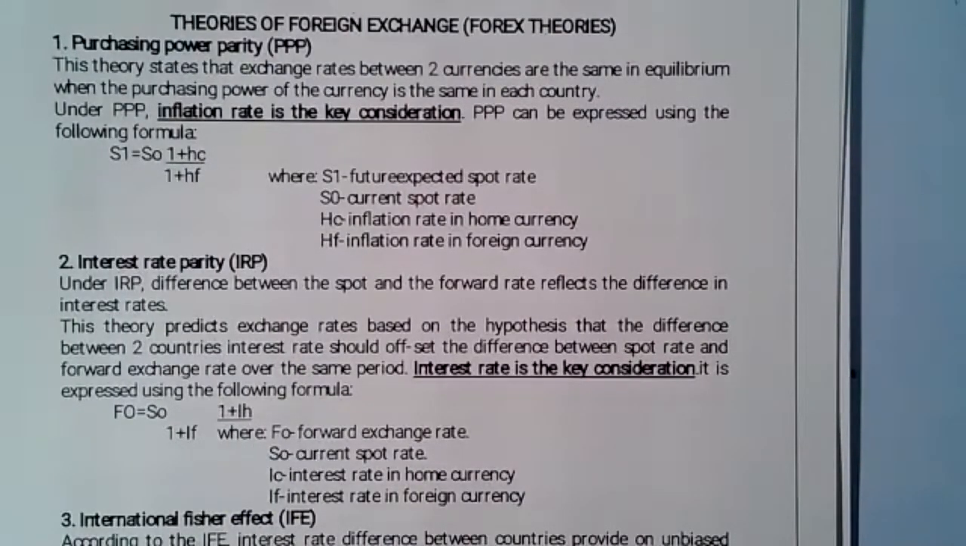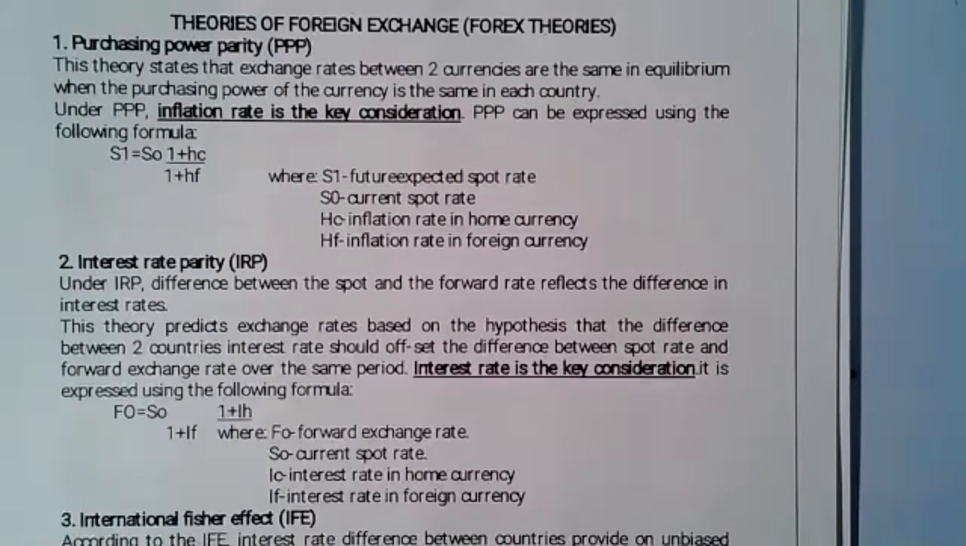Now number two, we have the interest rate parity. For the interest rate parity, the key consideration here is the interest rate. We have said that under purchasing power parity, what we consider most is the inflation rate. But for the interest rate parity, what we consider is the interest rate. Under this, the difference between the spot and the forward rate reflects the difference in interest rate.